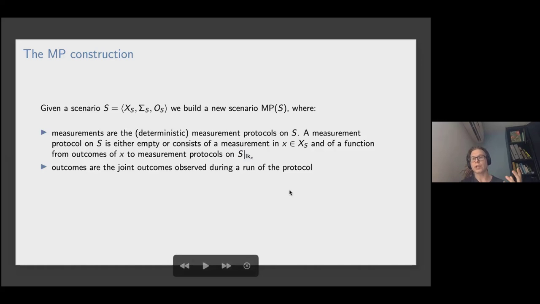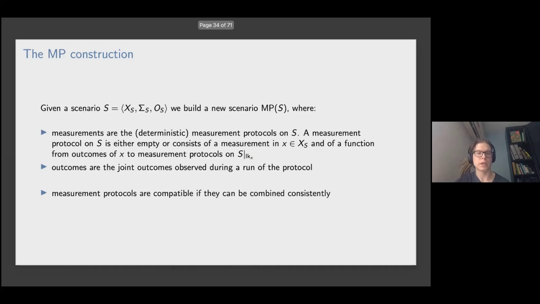And then an outcome of such a measurement protocol is given by an outcome for each measurement you did during this measurement protocol. And finally, you'd also need to tell when they can be combined. Informally, the idea is that a set of measurement protocols is jointly compatible if whenever you run them in parallel, you'll only end up asking compatible questions from the system S. And this actually turns out to be equivalent to the fact that you can just combine them into a single measurement protocol that gives an answer to all of the measurement protocols at once.